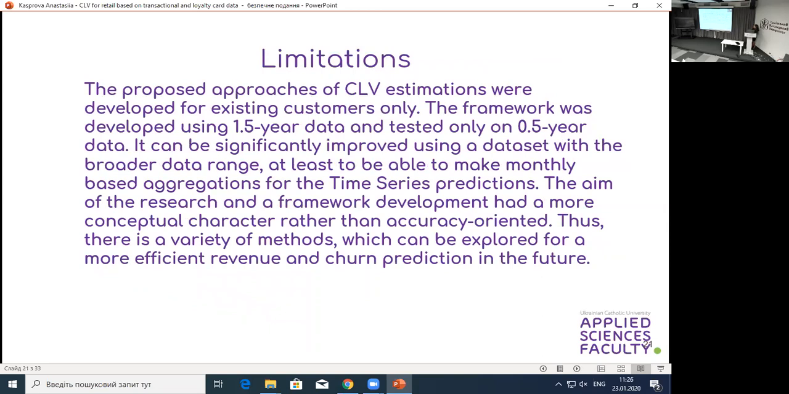The limitations are the following: the framework was developed only on 1.5 year data and tested only on half-year data, and it can be significantly improved using a data set with a broader data range, at least to make the monthly based aggregation for time series prediction. And the aim of the research and the framework development had a more conceptual character rather than accuracy oriented. Thus, there is a variety of methods which can be explored for more efficient revenue and churn prediction in the future.